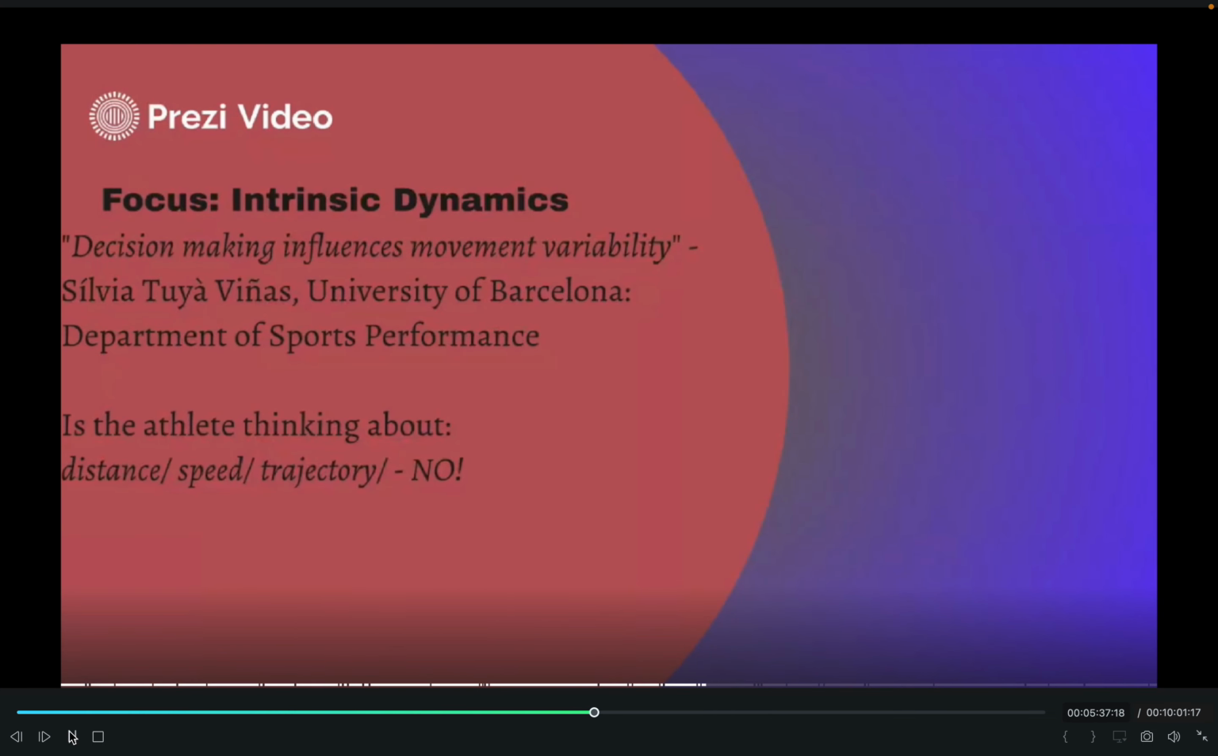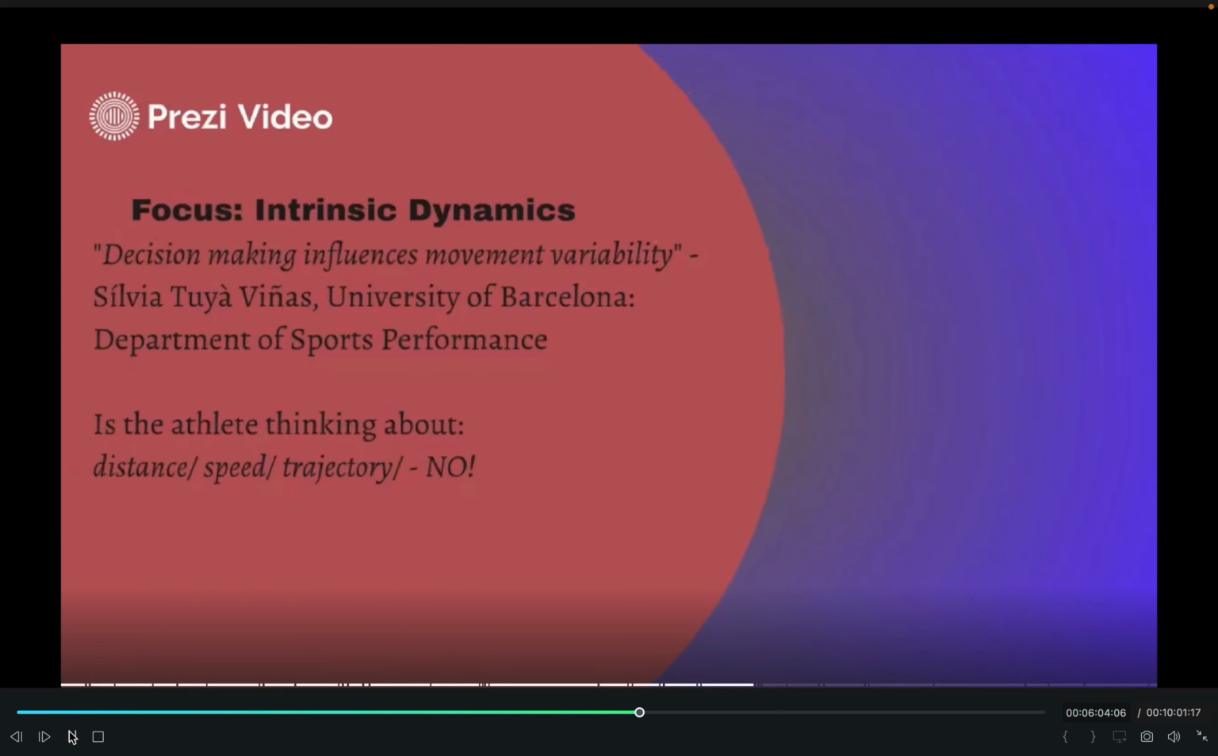Previously discussed already was the intrinsic dynamics of the athlete. I believe it's a key point of consideration for further investigations. Silvia Vinas of Barcelona University alludes to decision-making influencing movement variability, which in context to this assessment is making the situation for the throw-in attempts more realistic of game scenarios, and that will increase the variety of techniques being used to reach the target. If we think about the perspective of the player, they are not thinking about the speed or the distance or the trajectory, they're just thinking of reaching the target.